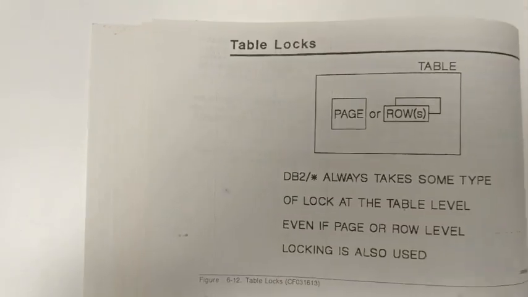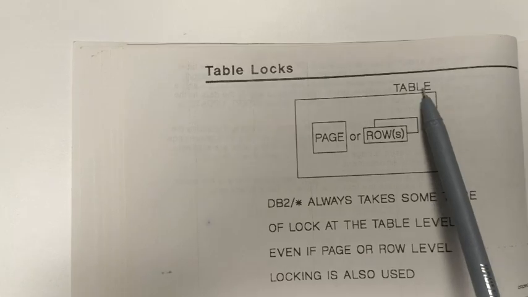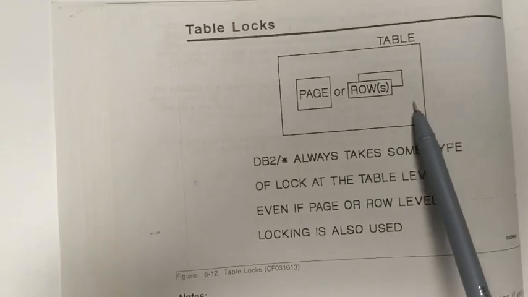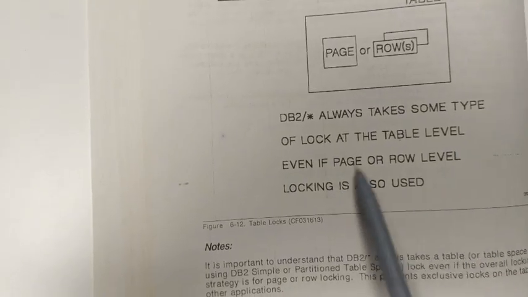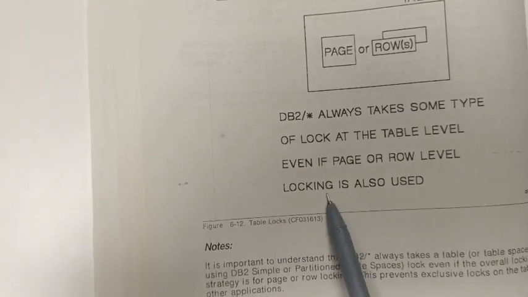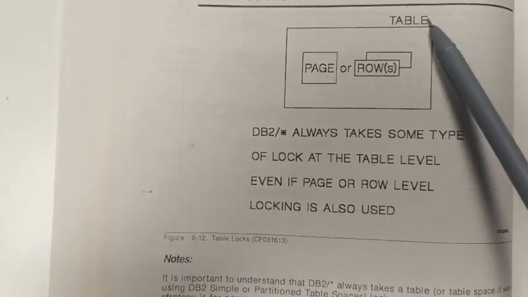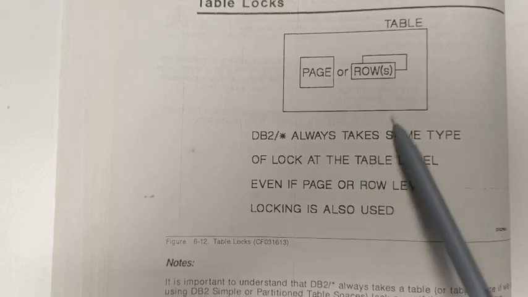And next is the table lock. For each table we have pages or rows. In one table we have pages and rows. DB2 always takes some type of lock at the table level, even if page or row level locking is also used. It means if you lock the table, the whole page or row locking also gets locked here.